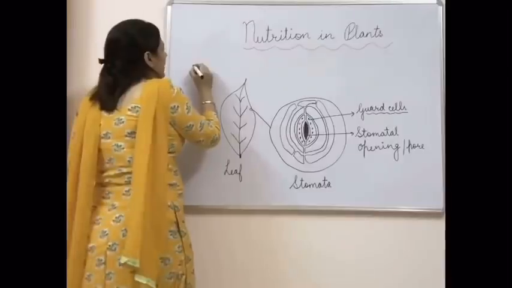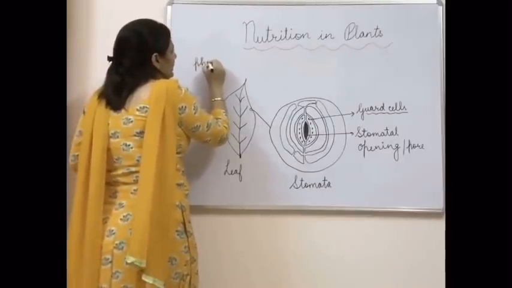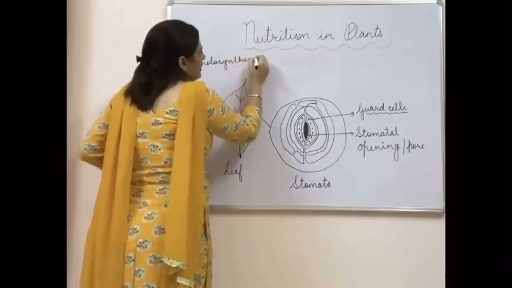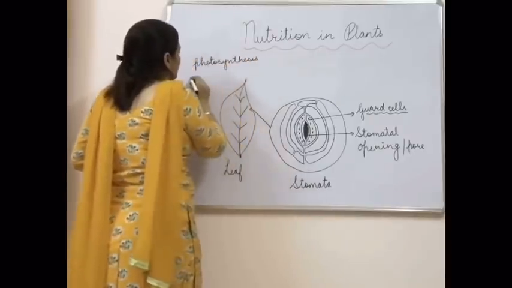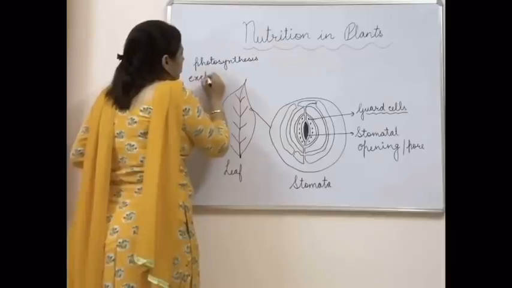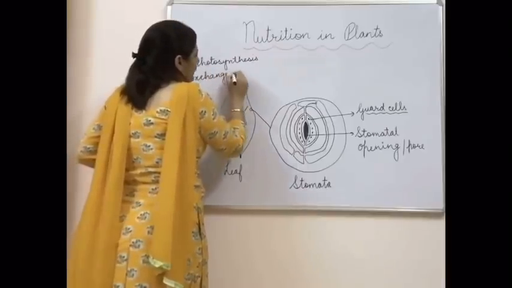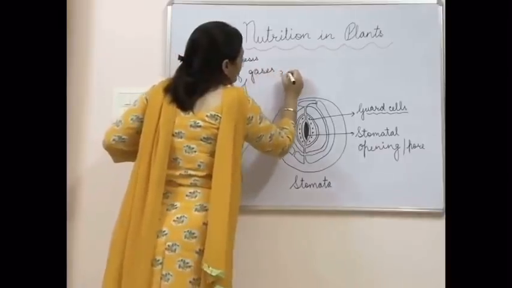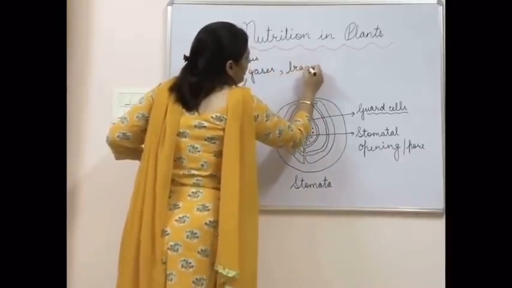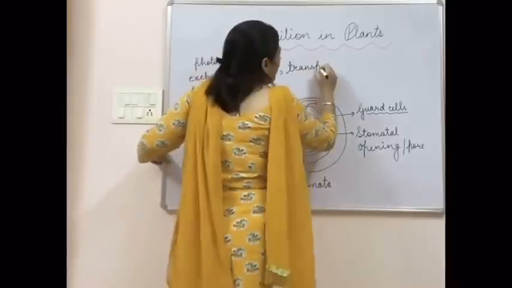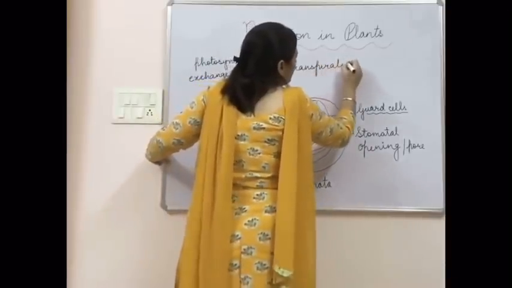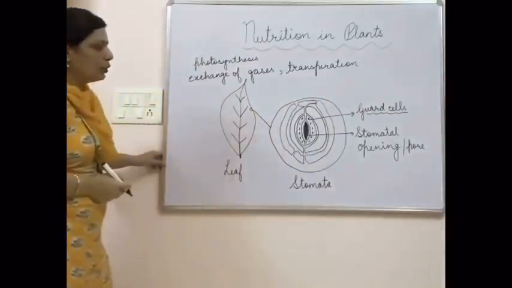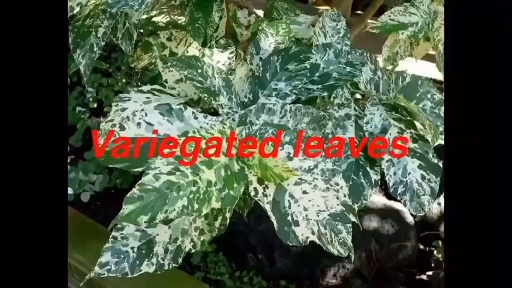One is they help in the process of photosynthesis by the exchange of gases. Means the main function is they help in exchange of these two main gases. And the second thing they do is they carry out transpiration, that is the evaporation of water vapor through the surface of leaves. These two processes are because of the stomata.